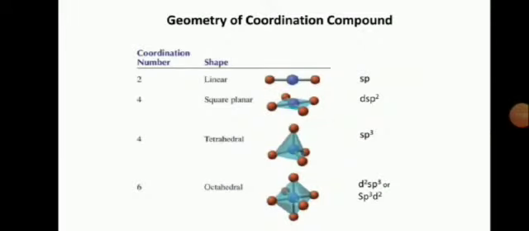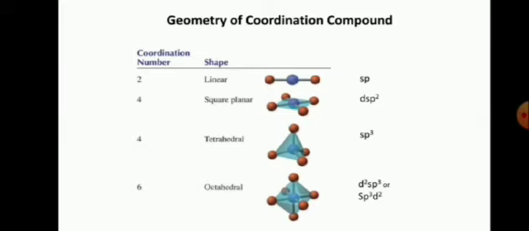Hybridization in coordination compounds is the easiest topic. You just need to remember some few basics. The first thing that you need to remember is the hybridization and the geometry. If there are two ligands, sp, linear. If there are 4 ligands, dsp2, square planar, or if it is 4 ligands, sp3, then it's tetrahedral. If it is 6 ligands, it will be octahedral.